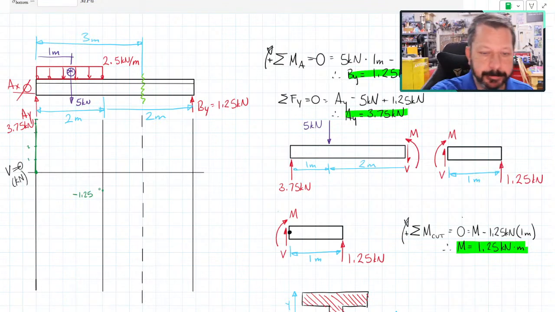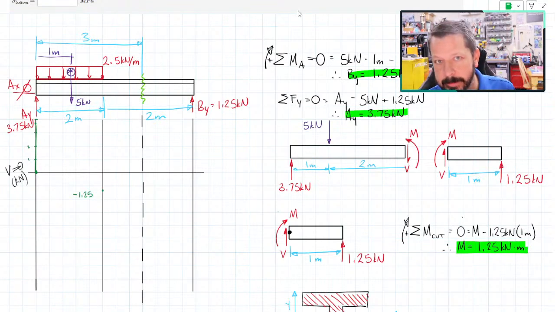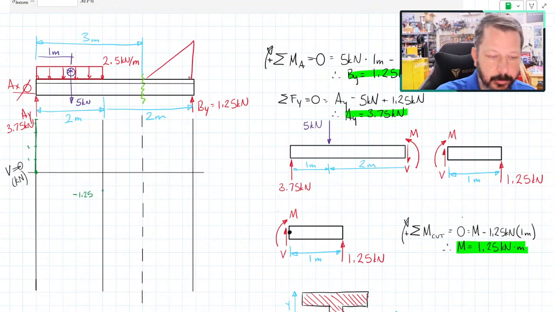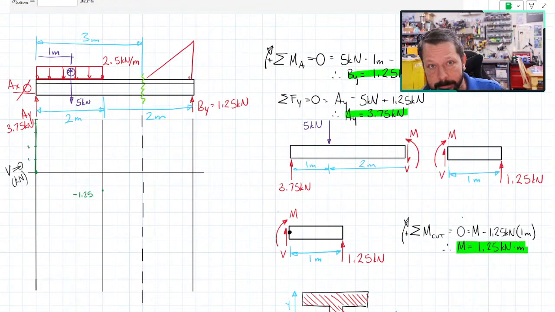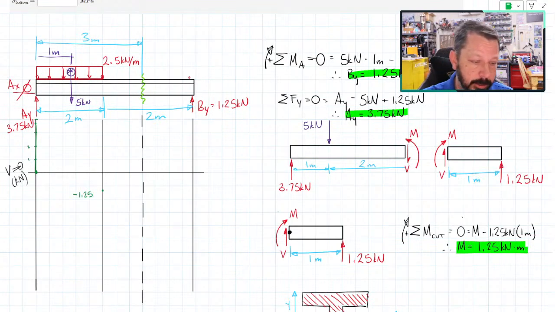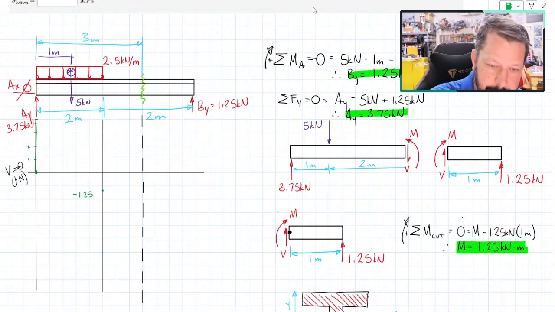Just to make sure, an unevenly distributed, non-constant load would be something like this, where it has a constantly changing value for shear. In that case, my slope would be constantly changing in the shear diagram. So this one is just a solid 2.5 kilonewtons per meter. It doesn't vary up or down. So that gives me a constant slope on the shear. So I just have a straight line from here down to here.